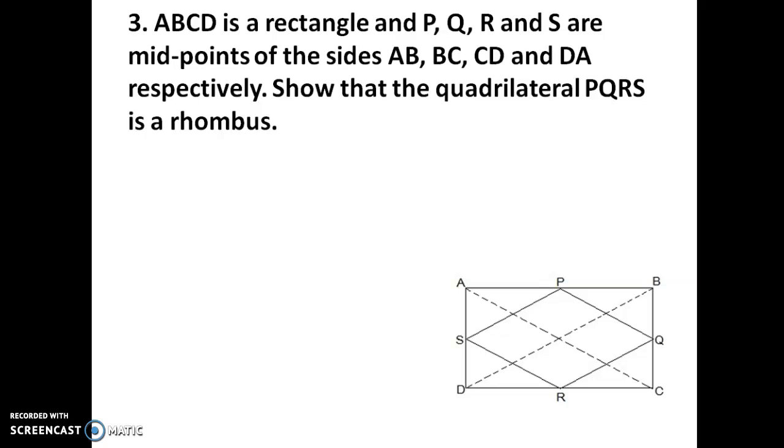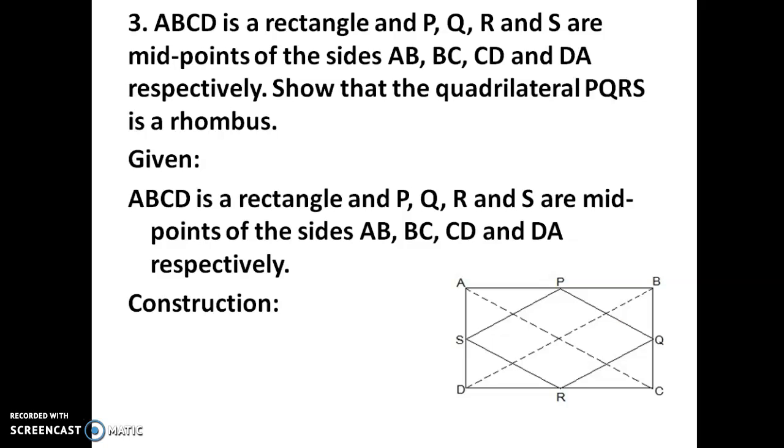Now coming to the third problem. ABCD is a rectangle and P, Q, R, S are midpoints of the sides AB, BC, CD and DA respectively. Show that the quadrilateral PQRS is a rhombus. First, it is given ABCD is a rectangle, and the quadrilateral joining the midpoints of the sides, we should prove is a rhombus.